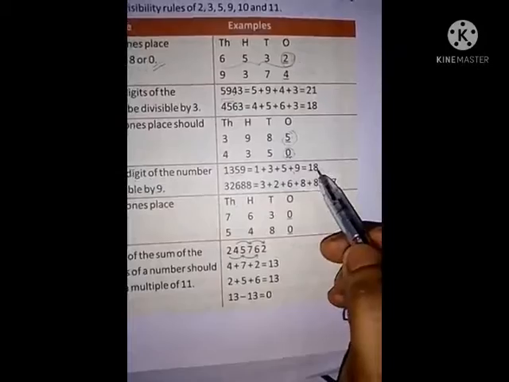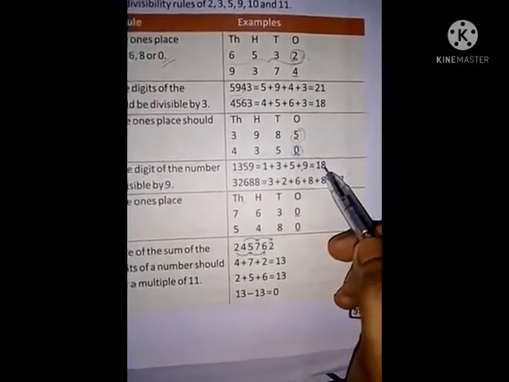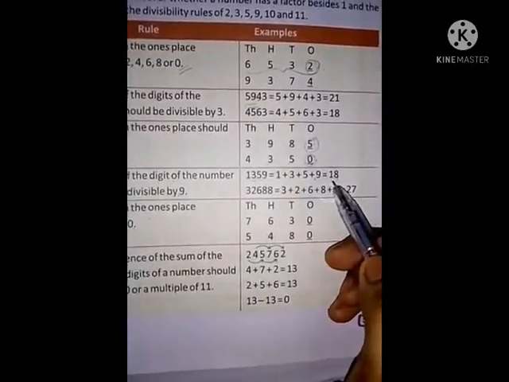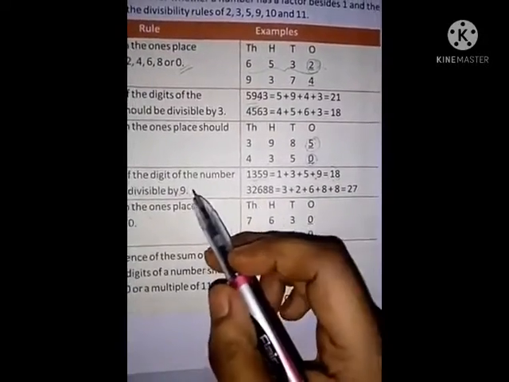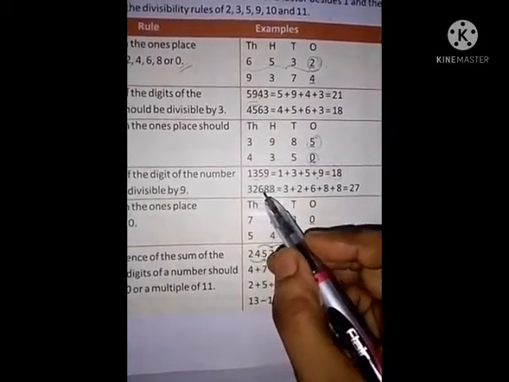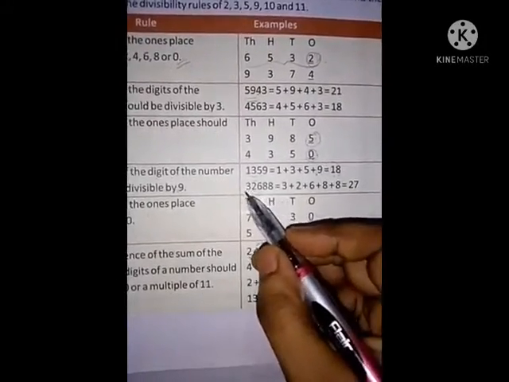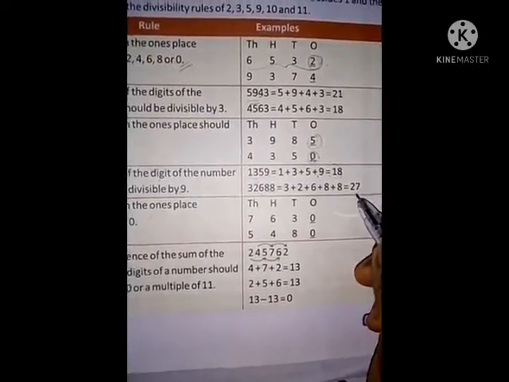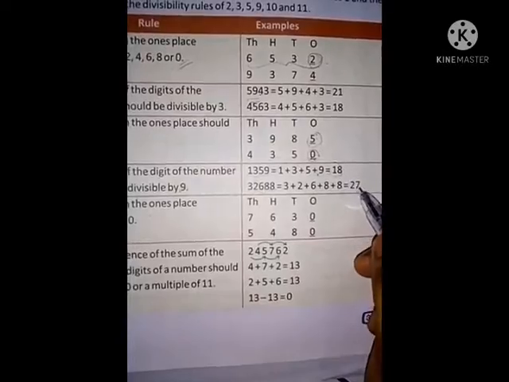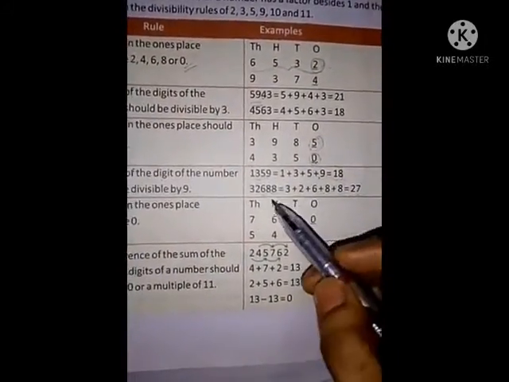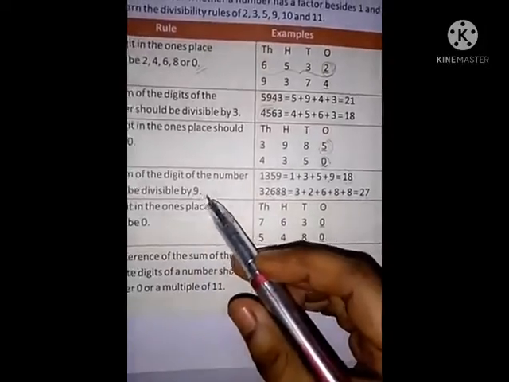The sum is 18, and we know that 18 is divisible by 9. 9 2s are 18. So this number is divisible by 9. So like this, 32,688, the sum of all the digits is 27. We know that 27 is divisible by 9. 9 3s are 27. So we can say that this number is divisible by 9.